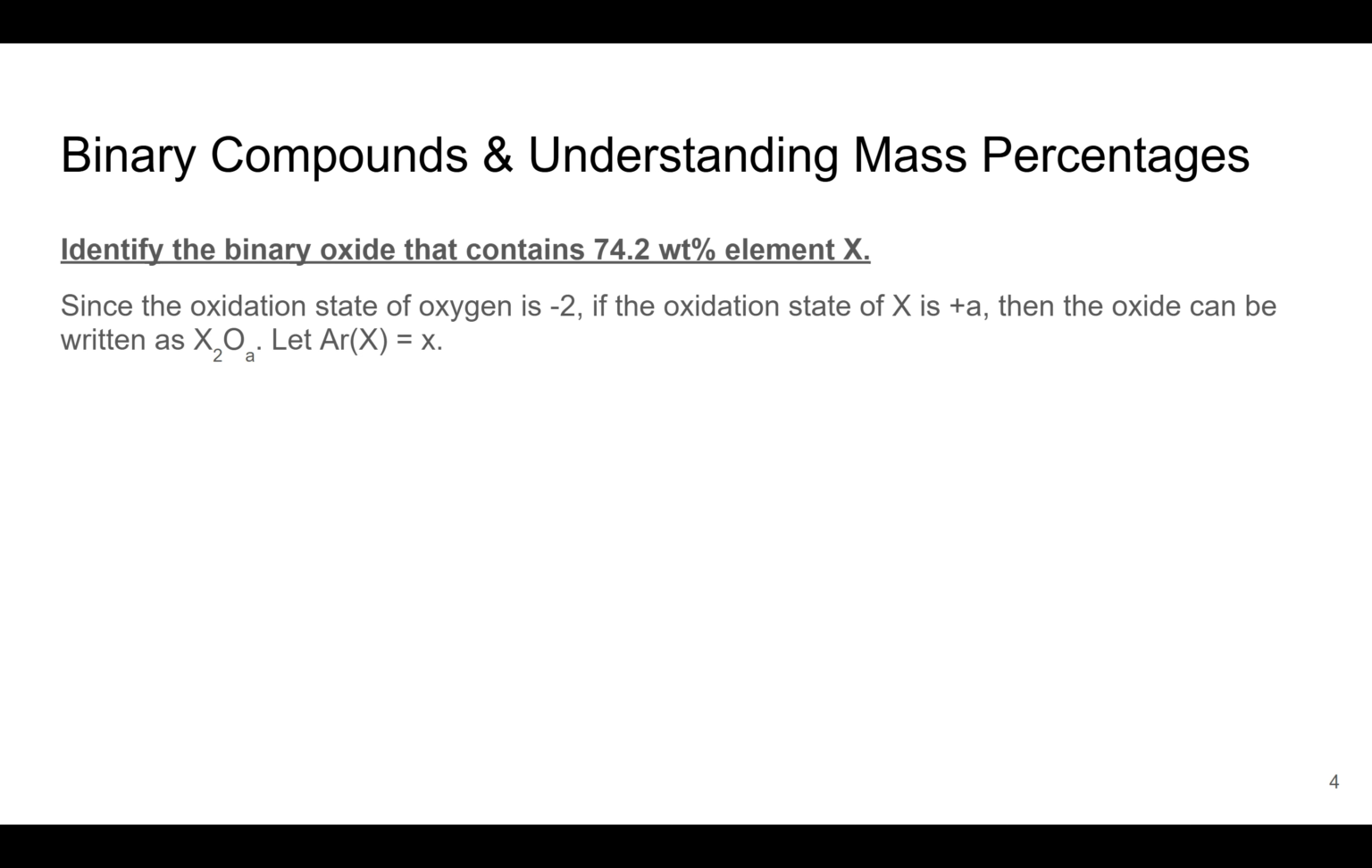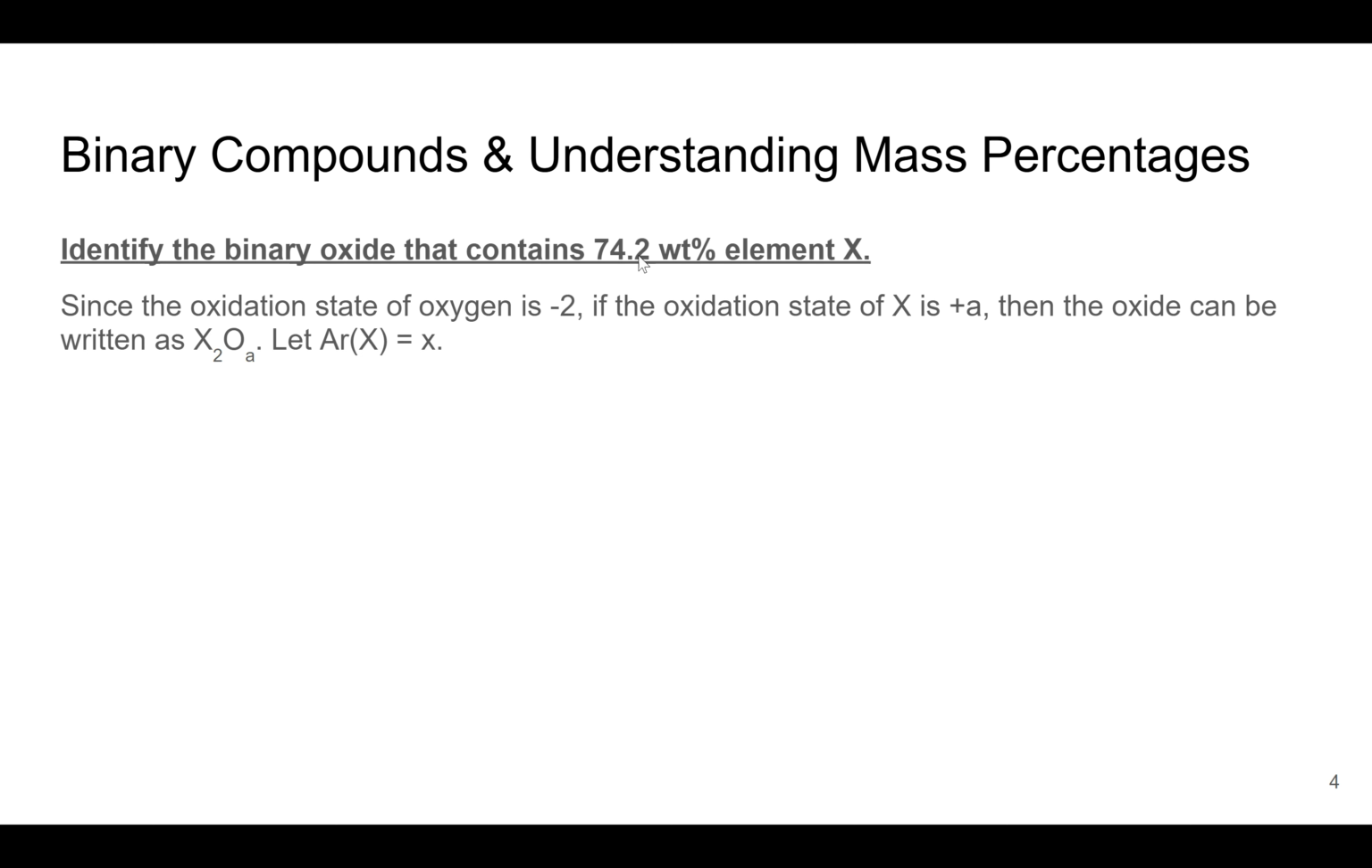So if each oxygen contributes -2 charge and there are A oxygens, then you have -2A charges on the negative side, and you need to balance that by a +2A positive charge. So if each atom of X contributes a +A charge, then you need to have two of those, so it can balance out all the negative charges contributed by the oxygen.